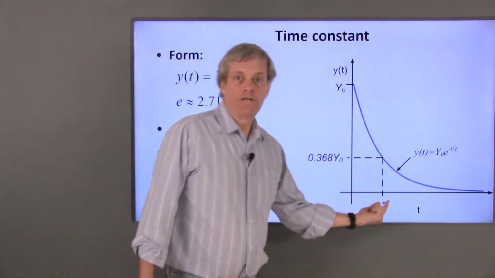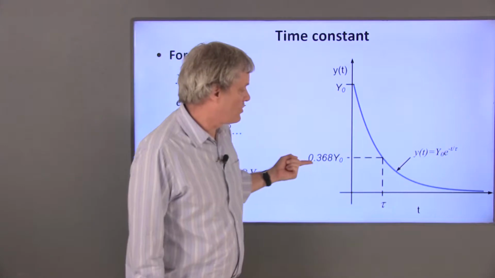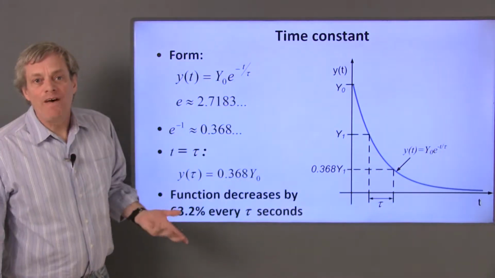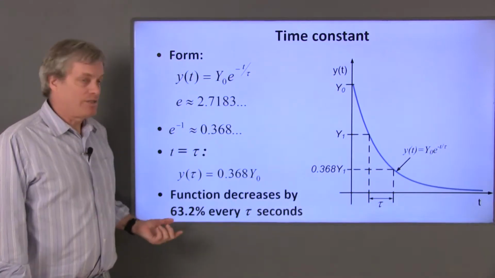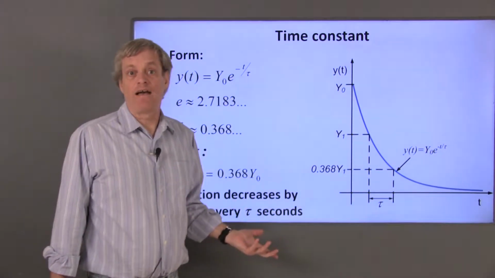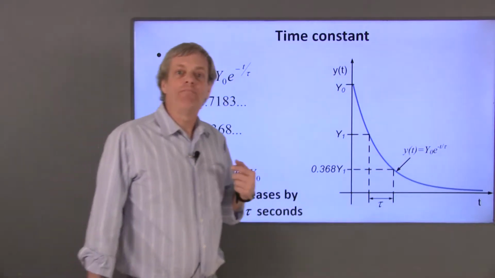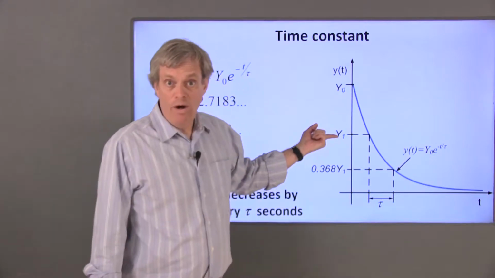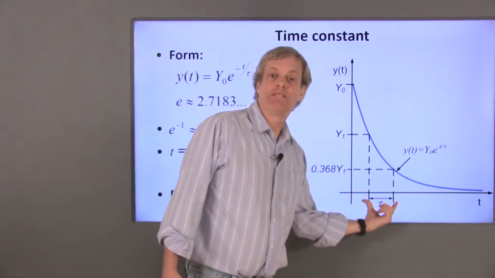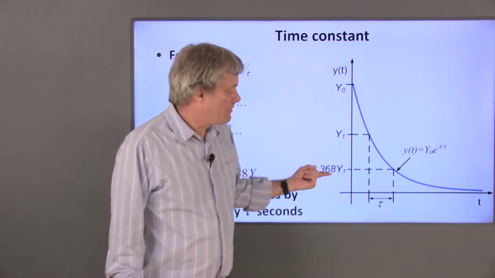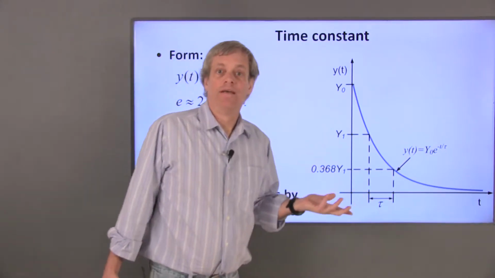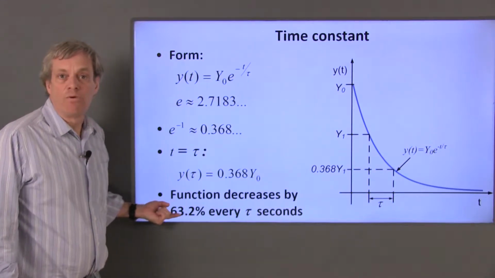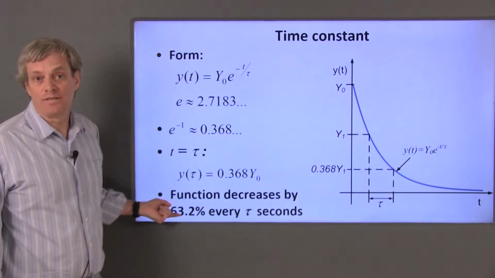This means that the value of the function at time tau will be 0.368 times the initial value of the function. In fact, anytime we increase t over tau by 1, we get a multiplicative factor of 0.368. That means that if the value of the function at some arbitrary time is y1, the value of the function at a time tau later will be 0.368 times y1. This is equivalent to saying that the function's value decreases by about 63.2% every tau seconds.